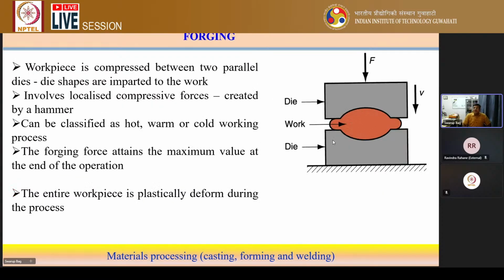In forging also, we place the material between the two dies and press the die to get the shape as per the die. In that case, the material also deforms. Here the material can be deformed under 3 different conditions: hot forging, warm forging, and cold forging. The entire workpiece needs to be plastically deformed, otherwise we will not be able to get the shape of the component. So this is simply applying the load, putting the material over the die, and getting the shape of the component through plastic deformation of the material.